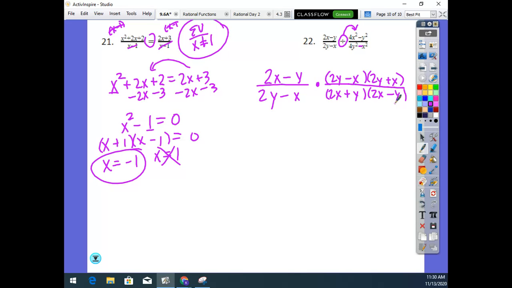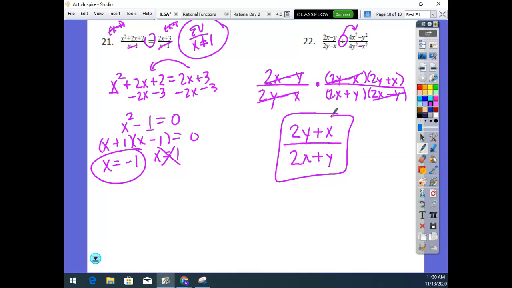Any factor from the top can cancel any factor from the bottom. So 2y minus x and 2y minus x, 2x minus y, 2x minus y. Be really careful because this is 2y plus x. This is 2x plus y. These do not cancel. So that's your final answer.